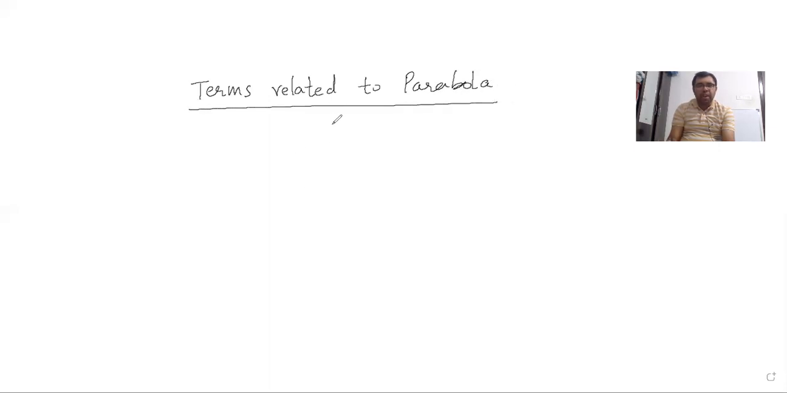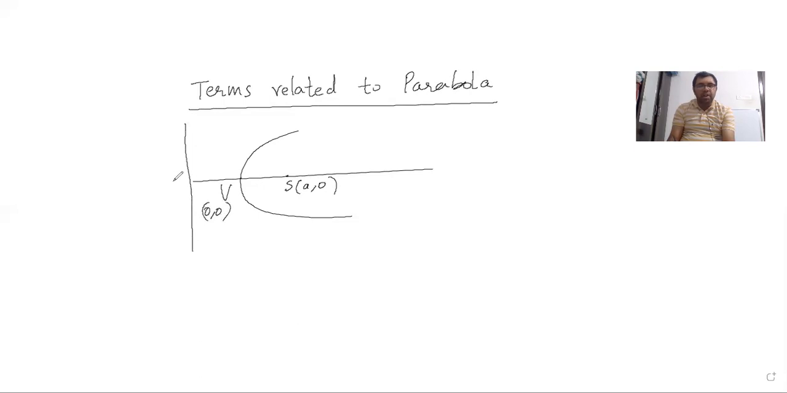Okay, so basically we have the standard form of parabola like this. This line is the axis. This is the vertex. This point is the focus, a comma 0. In the standard form, vertex is the origin, so 0 comma 0. And this line which is perpendicular to the axis is the directrix of the parabola, and the equation of directrix is x is equal to minus a. Okay, so parabola looks somewhat like this, and in the standard form, we get the equation of parabola as y square equal to 4ax.